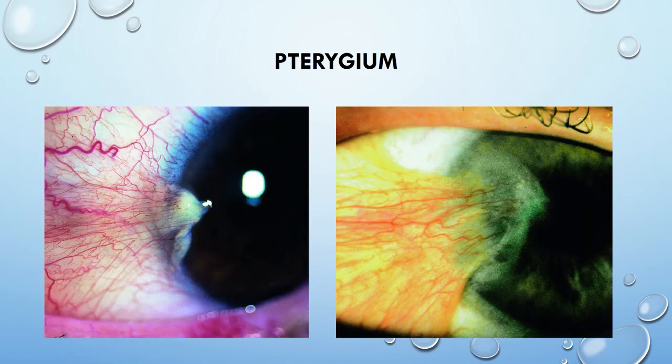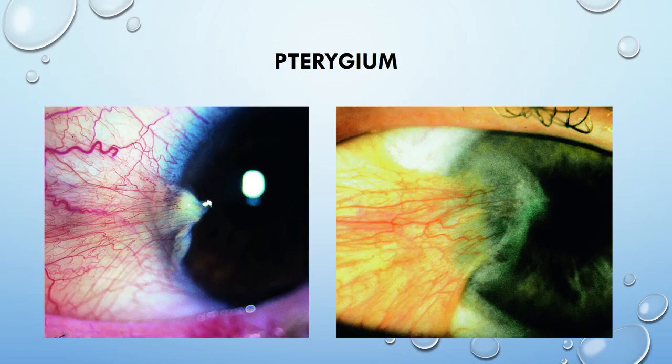Pterygium. Pterygium is a triangular fibrovascular subepithelial ingrowth of degenerative bulbar conjunctival tissue over the limbus onto the cornea. It typically develops in patients who have been living in hot climates and, as with pinguecula, may represent a response to ultraviolet exposure and possibly to other factors such as chronic surface dryness.